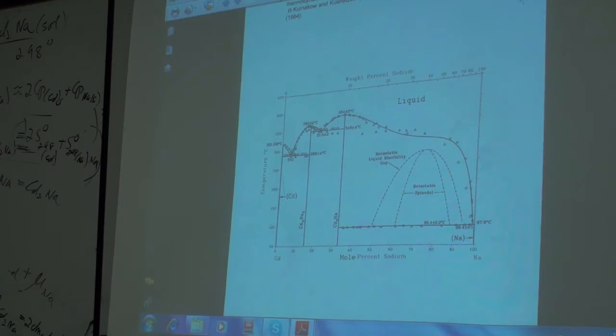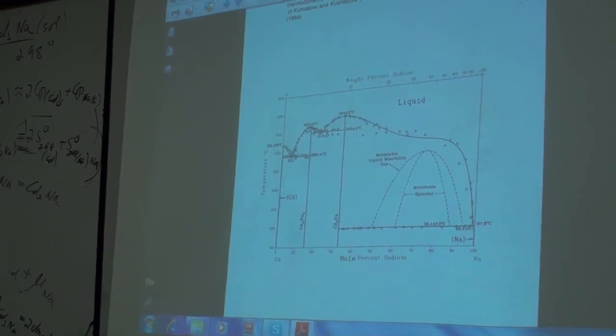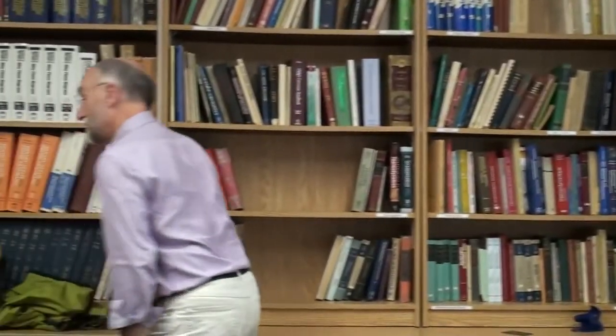There are some hints about optimizations. This was a long time ago, but in Phase Diagrams for Ceramists, you've seen this volume, I'm sure, if you're working on oxide diagrams, the phase diagrams for ceramists.